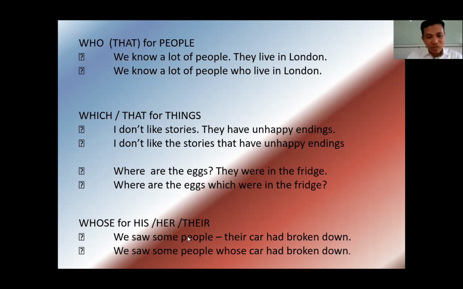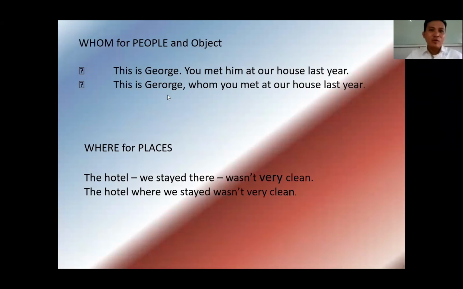Whose is for possessive. So normally, when the sentence has an adjective pronoun like their car, her car, his car, then you can replace it with whose. It becomes whose car had broken down: We saw some people whose car had broken down. You got it? Okay. Yes, sir. Next is how to use whom.